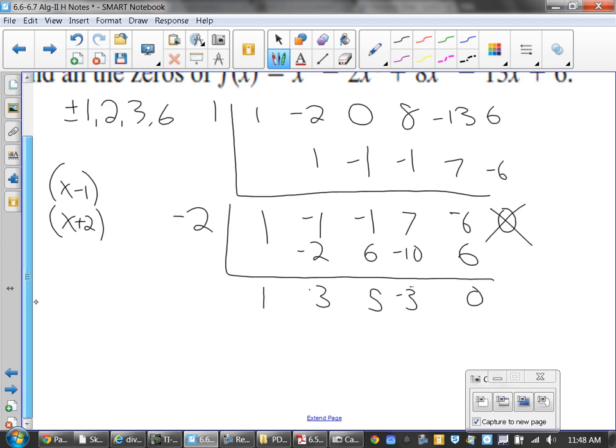Okay, so at this point here, this is a cubic term, right? Could you factor that by grouping if you wanted to try? If you really want to. I don't want to try. I like synthetic division. It's fun. I left off at negative 2. What should I start with now? 3.